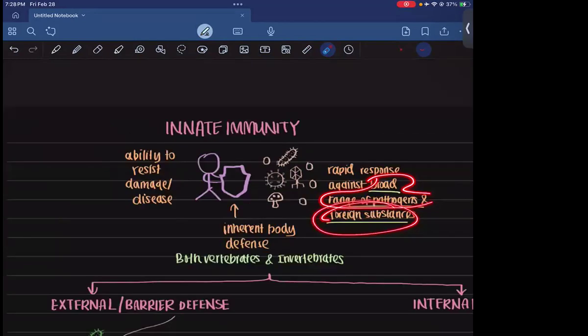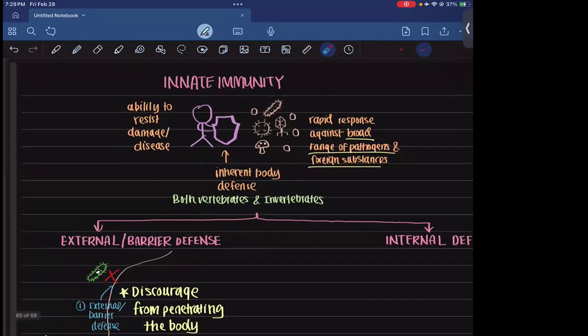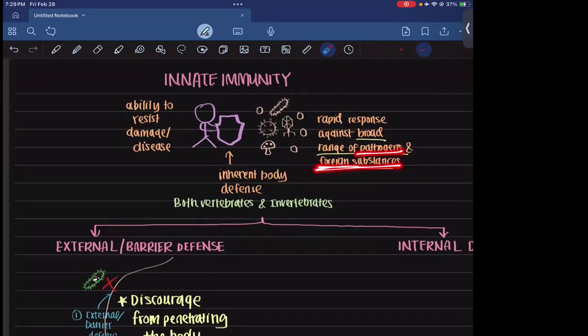So remember to mention foreign substances as well. Pathogens include those microorganisms which are trying to enter your body, and foreign substances will be the chemical components of certain structures. So don't forget to mention them separately, and don't think that pathogens and foreign substances are the same. I clear that confusion at the beginning itself, so you don't miss these points when writing the definitions. Again, what is innate immunity?